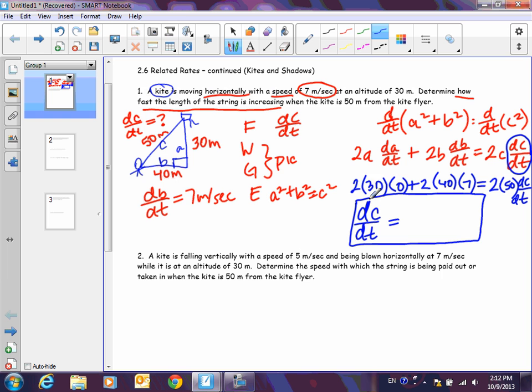If you're not sure what you're supposed to be doing right now, this term is going away because it's 0. You could multiply these numbers and then maybe divide. This is going to be 100 over here, so maybe divide by 100.